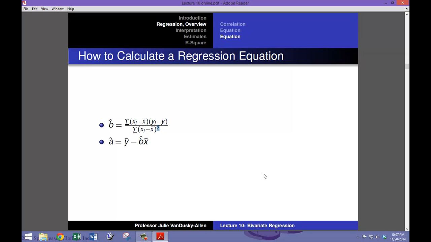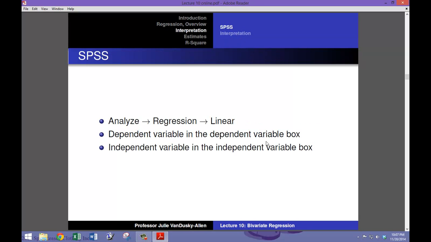Fortunately for you, I am not going to ask you to calculate b hat and a hat in this course. I cover that material in Political Science 398. Instead, I'm going to show you how to run and interpret a regression analysis in SPSS. For this course, we will let SPSS calculate our regression equations for us. In SPSS, you click Analyze, Regression, Linear, you put the dependent variable in the dependent variable box, and you put the independent variable in the independent variable box.